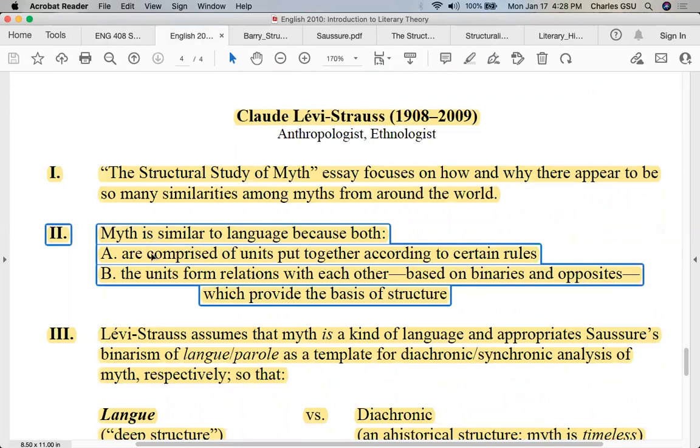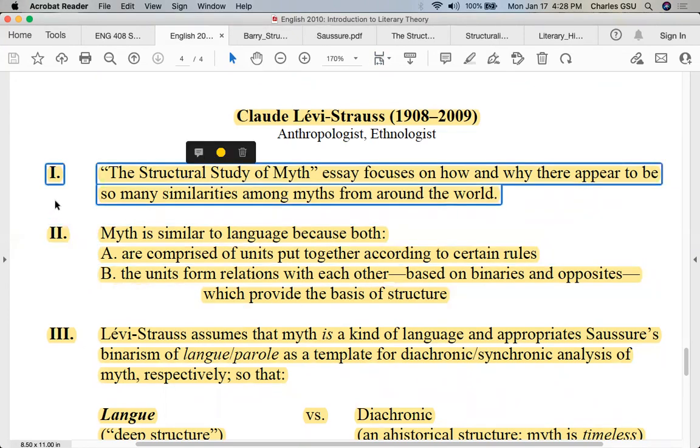Lévi-Strauss is going to say that myth is similar to language because, one, or A, it's comprised of units put together according to certain rules, and he's going to demonstrate that in his article. And it is composed of different discrete units, right? If you're familiar with the Oedipus Rex story, which is one of the main ones he focuses on in his article, The Structural Study of Myth, this essay.